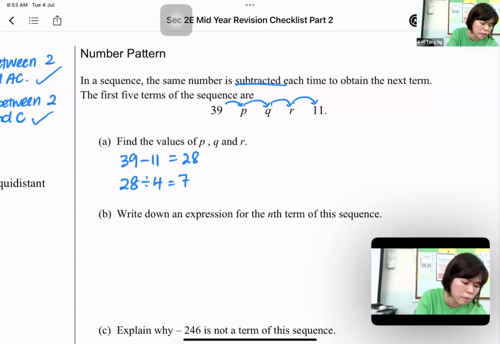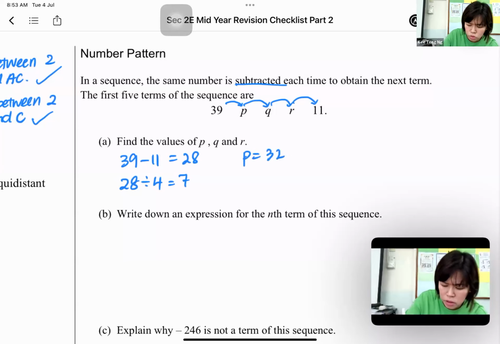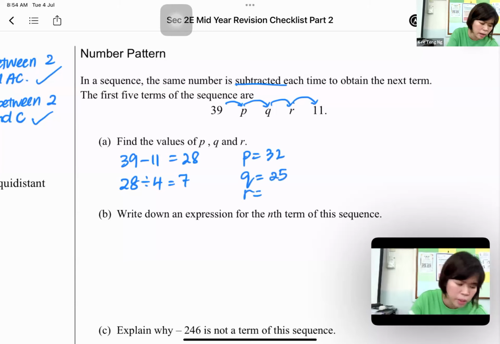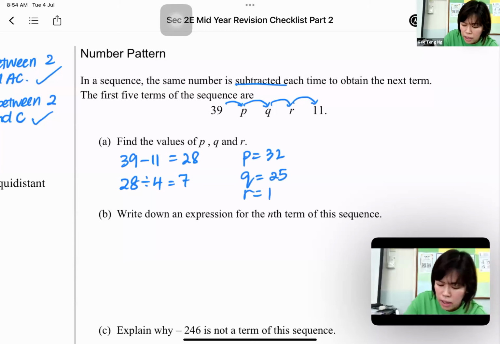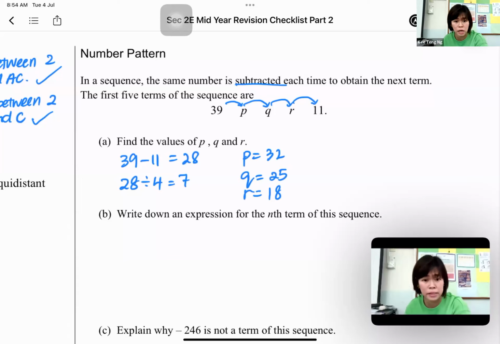So 39 minus 7 is 32. P is the number 32. Q will be the number minus 7 again, 25. R will be the number minus 7 again, 18. So these are my data values.